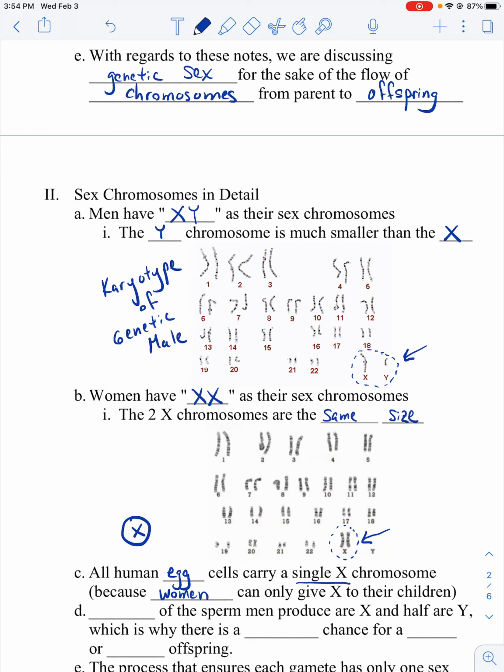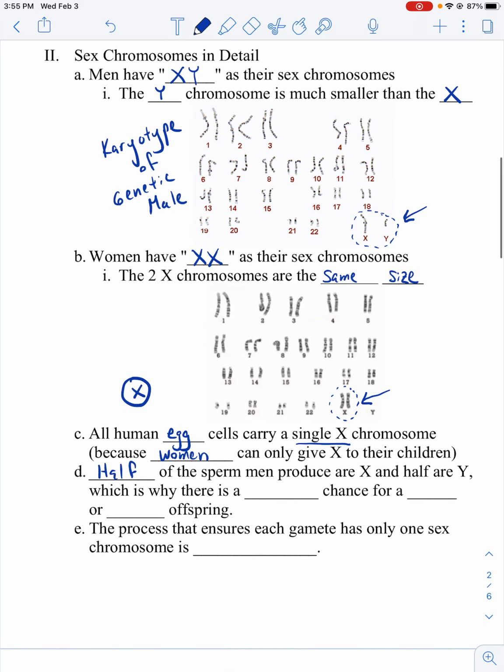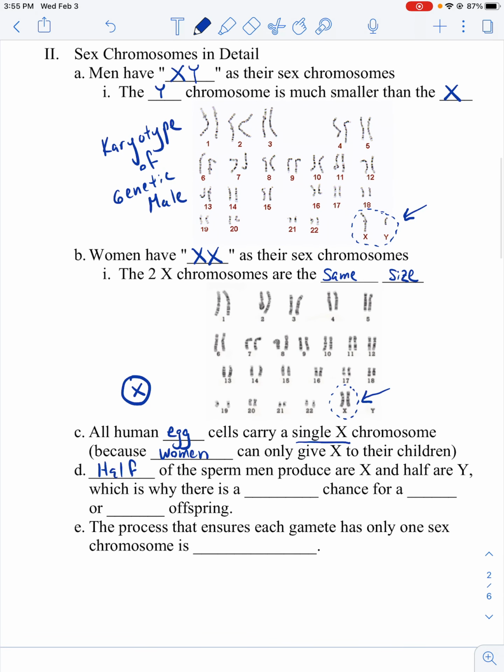Now, with regards to men, half of the sperm that men produce will have an X and the other half will have a Y, again, because of the separation of chromosomes in meiosis. And that is why there is a 50-50% chance for a male or boy or a female, genetic female, offspring with every pregnancy. The process that ensures that gametes only have one sex chromosome is, as you know, meiosis.